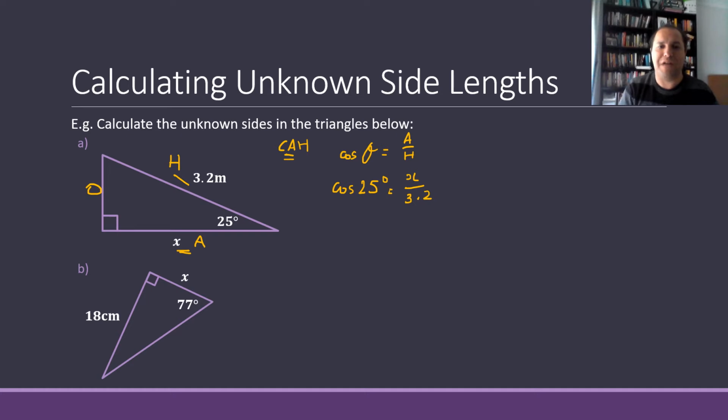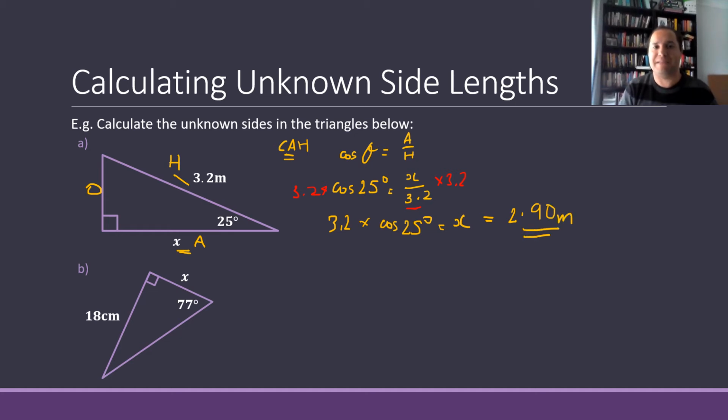Now to rearrange that, all we'll have to do is times both sides by 3.2. So we've got divide by 3.2 on this right side. To get rid of it, we'll times by 3.2. So we end up with 3.2 times cos 25 degrees equals x, and that value is 2.90 meters.